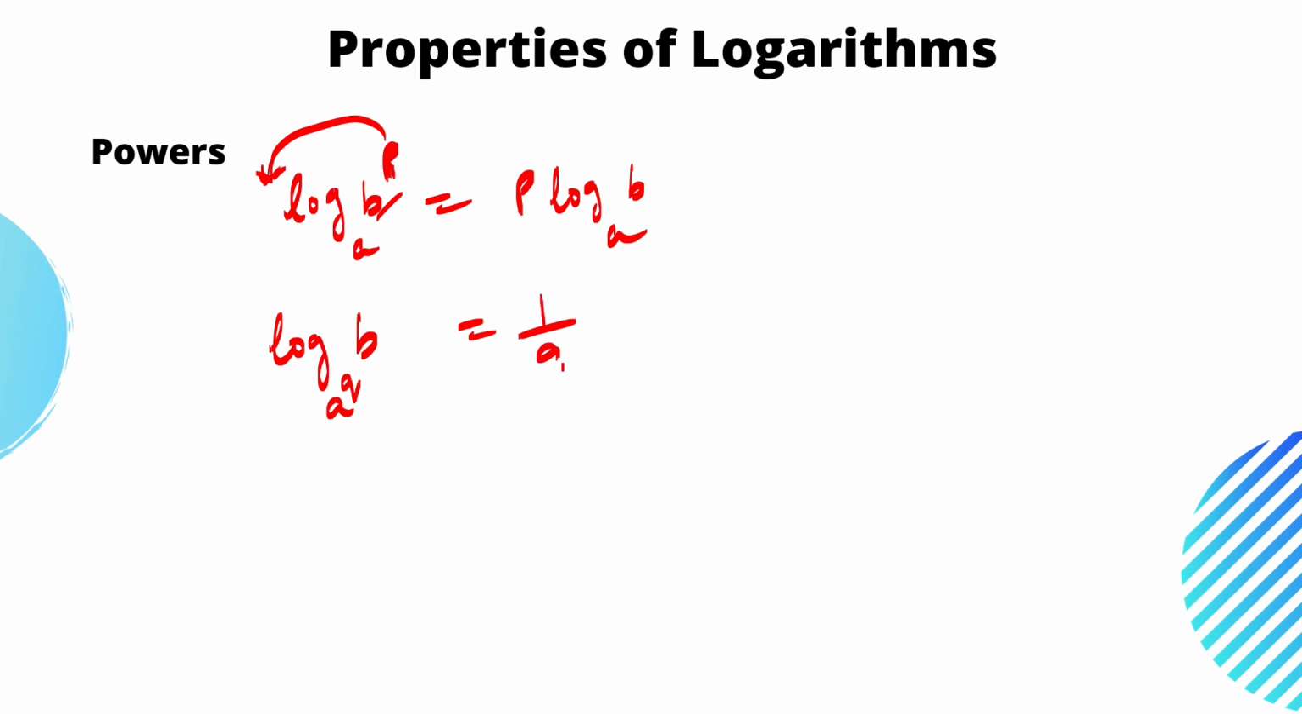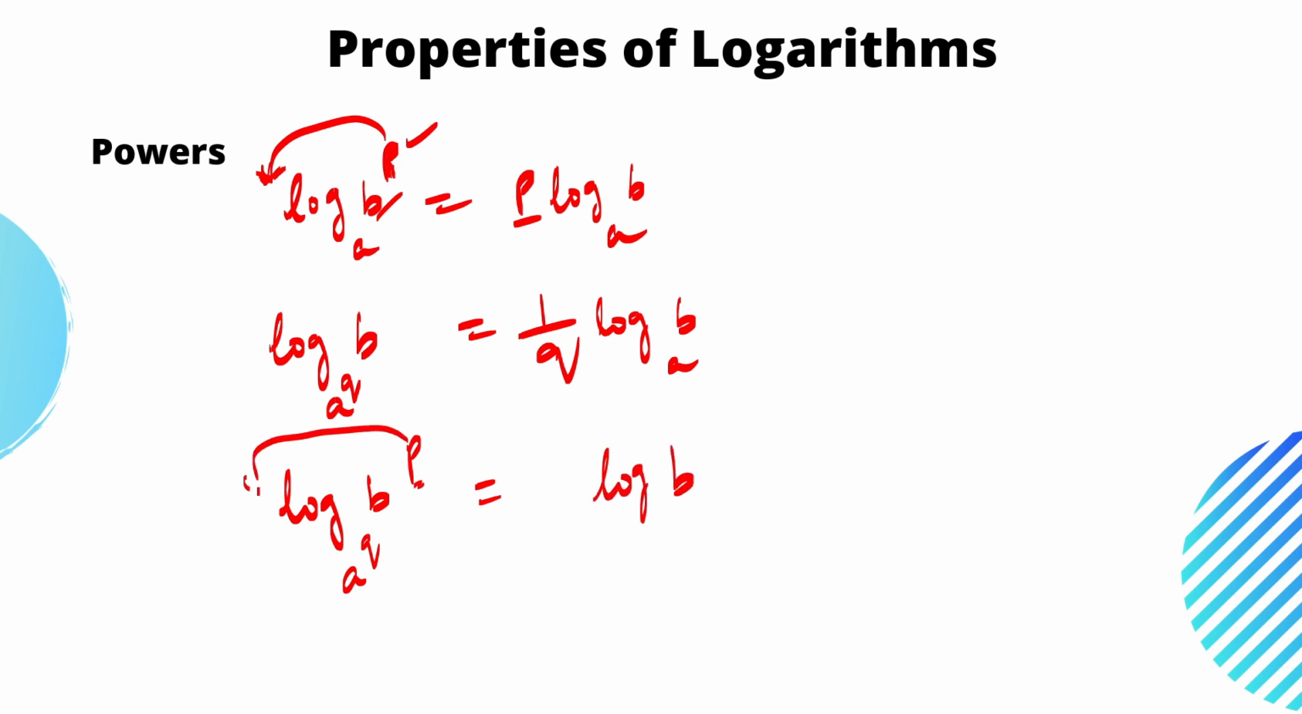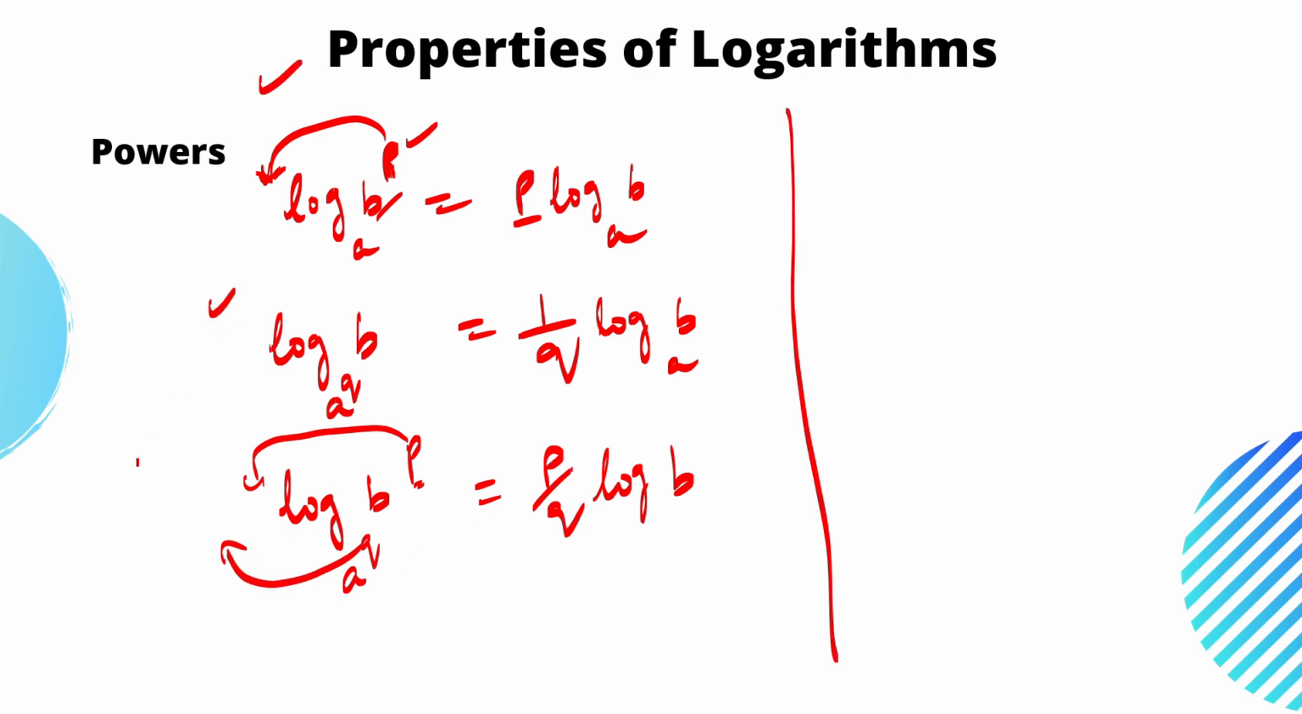So 1 by q into log b to the base a. If the power is here, it will be as it is. If the power is to the base, then the inverse of that will be in front of that log. If power is on both sides, which means log b to the power p to the base a to the power q, the same rule applies: p moves to the front, and q becomes its inverse, 1 by q. These three you must remember.